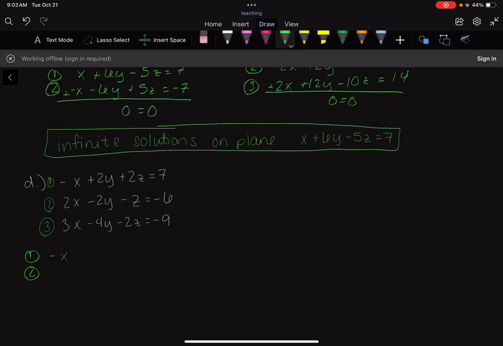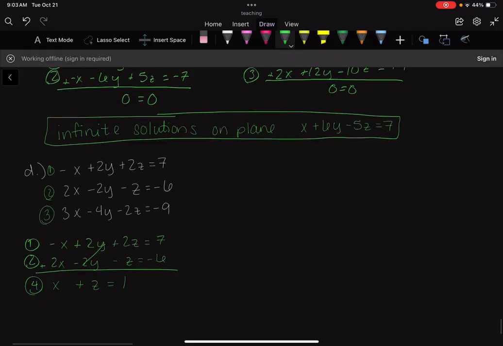So if I take 1 and 2, if I just add them together, I'll be able to cancel out those y's immediately. So I'm going to go ahead and do that. I add these together. I get x, the y's cancel, plus z equals 1. So that's now my equation 4.